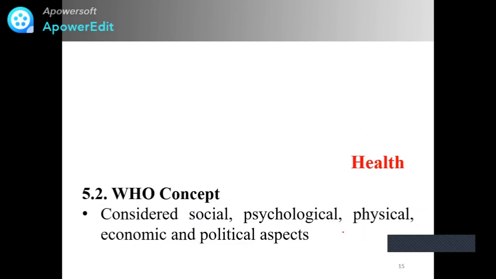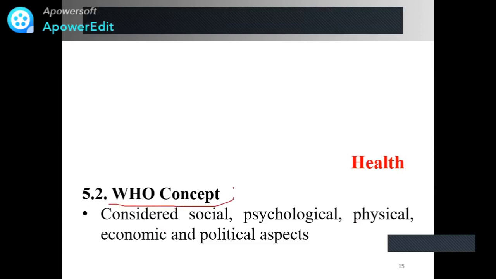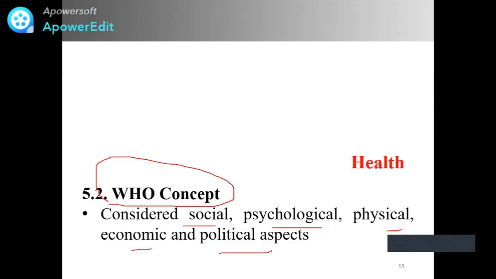Then along with that, social, physical, psychological, economic, and political aspects. The World Health Organization concept, or the definition for health, considers social, psychological, physical, economic, and political aspects. They are incorporated in the definition of health. Health is not merely the physical factor, not the physical aspect. It is relating to social, psychological, economic, and political aspects, so the areas, so the factors.